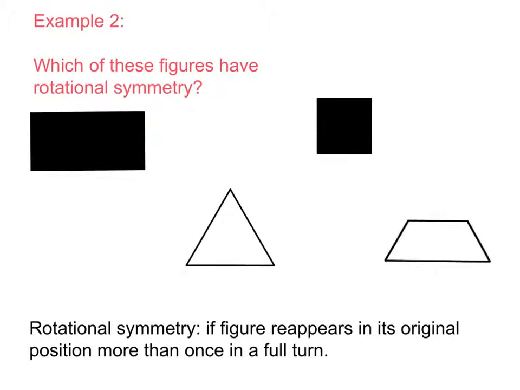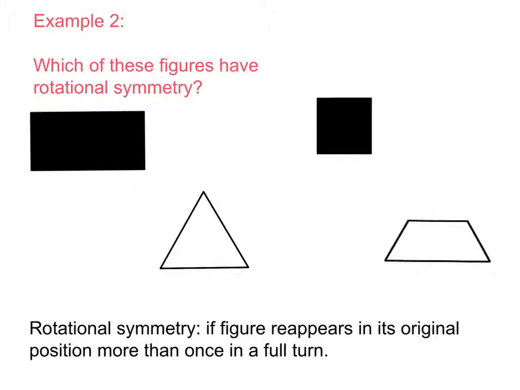Okay, let's look at the triangle. The triangle starts like this. Let's rotate it 90 degrees. Not the same. Let's rotate it again, 90 degrees. We have the original shape that we started with. Let's rotate it again. And again, we have the same shape we started with. So this triangle has 3 rotational symmetries.